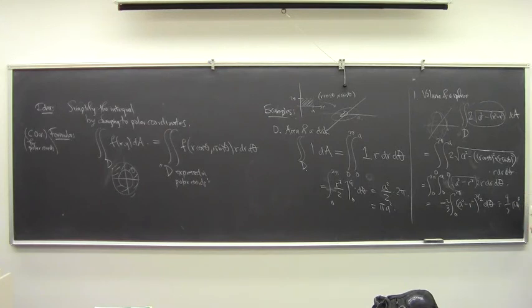Why do you add in the r when you switch to polar? Yeah, why do you add in this r? What is this r? Does anyone have an idea what this r is? Let's think like this: what would happen if you didn't add in that r?